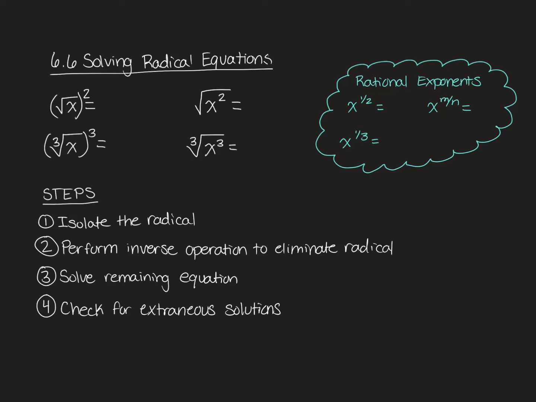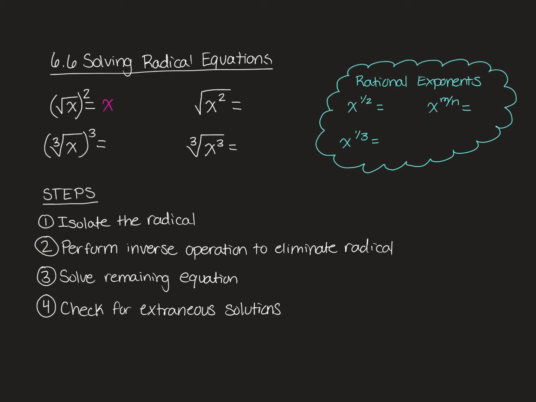In this video, we're going to talk about solving radical equations. One thing to note is that the inverse of a radical is raising something to the index's power. For example, if you have the square root of x, to get rid of the square root, you square it. So the square root of x squared is just x.